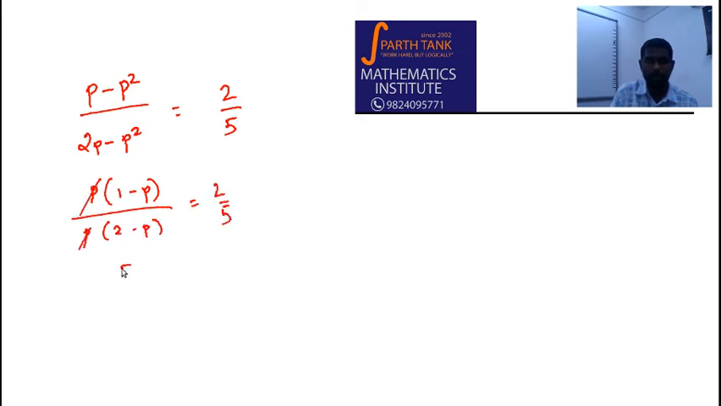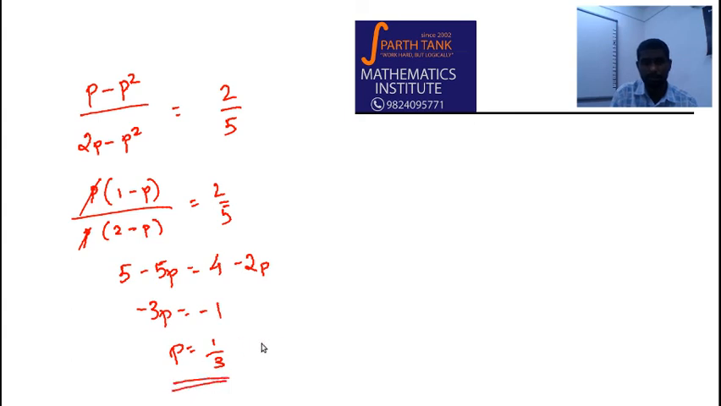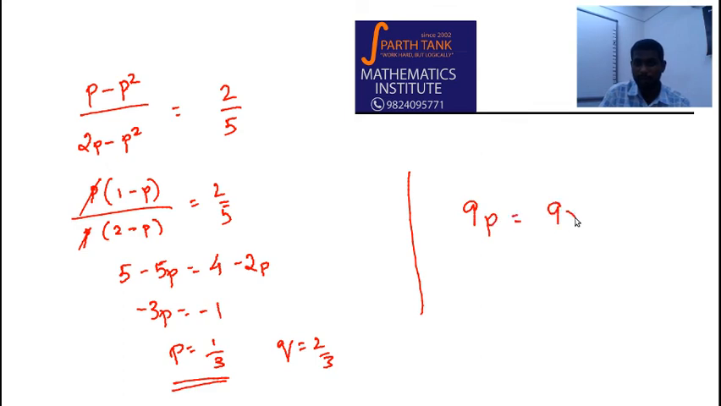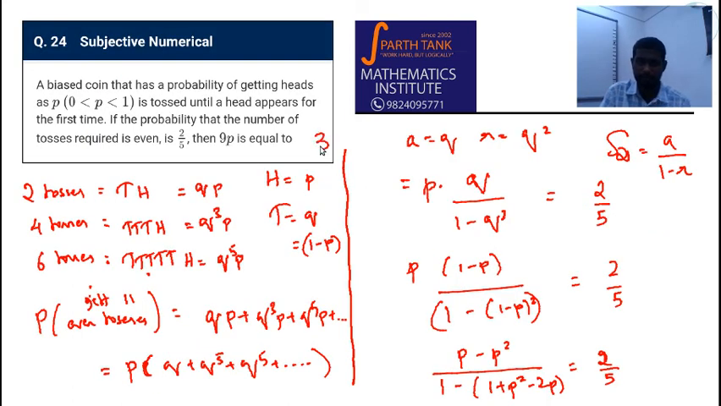Or multiply 5 minus 5p is 4 minus 2p. Or minus 3p is minus 1, p is 1 by 3. So it's a biased coin, q should be 2 by 3. The chances of getting head is 1/3 and chance of getting tail is 2/3. Therefore, they have asked us the value of 9p, which is 9 into 1 by 3, which is 3. So you see the answer to this problem is 3.